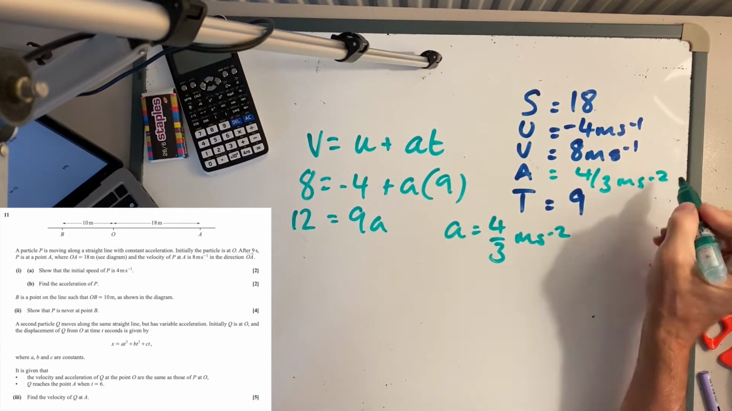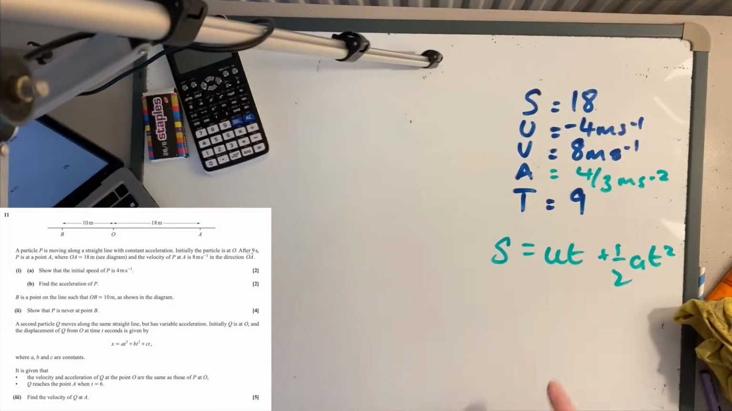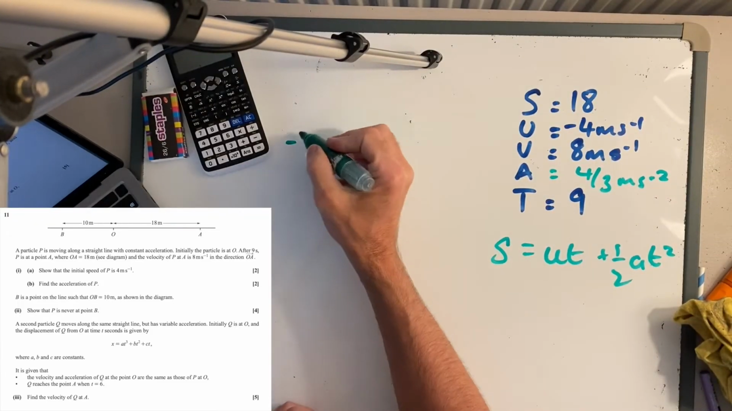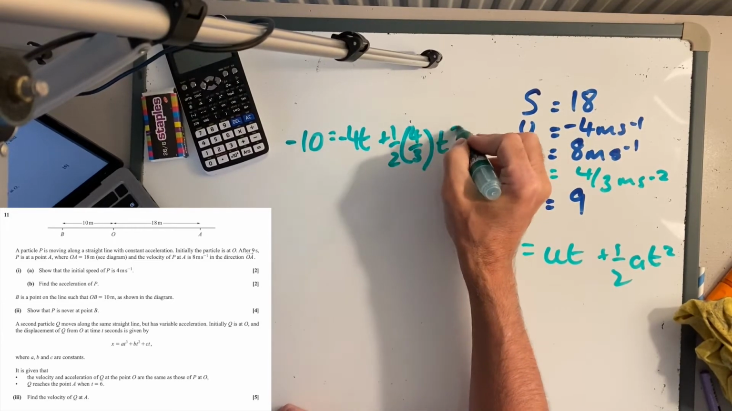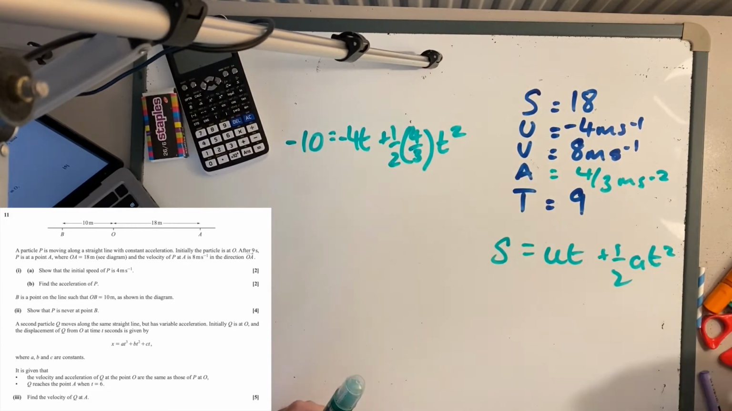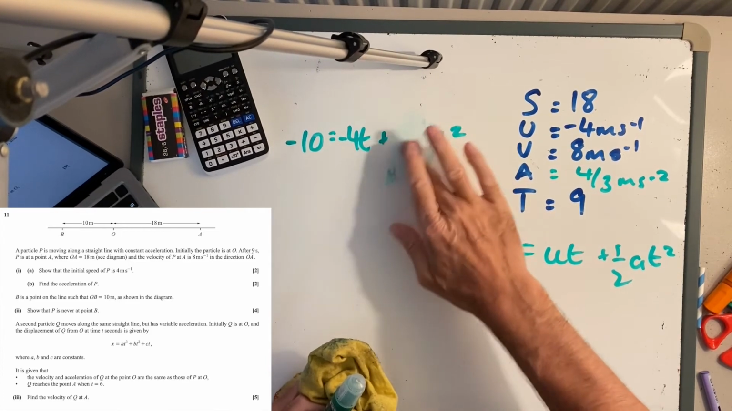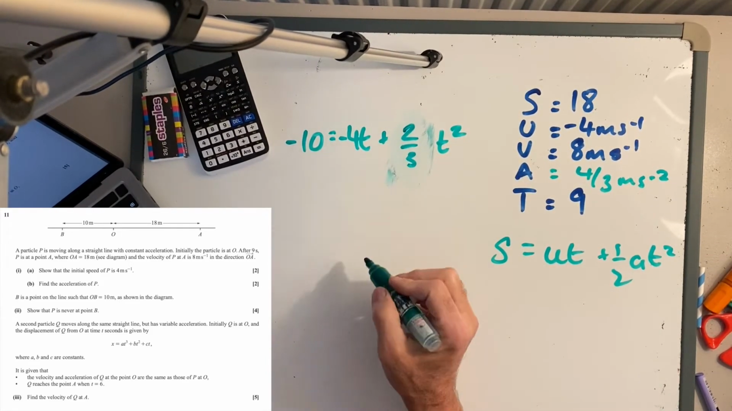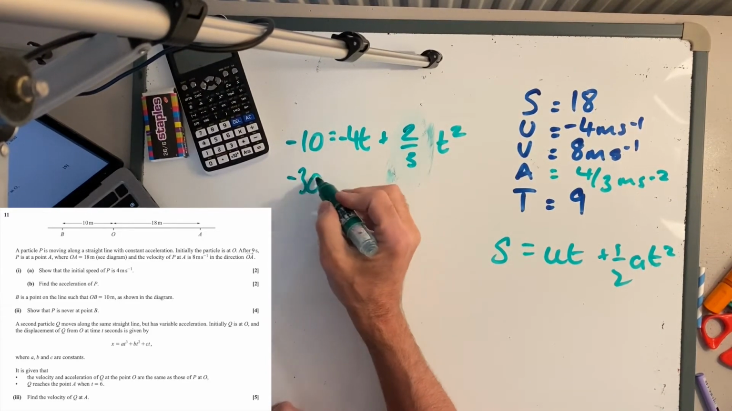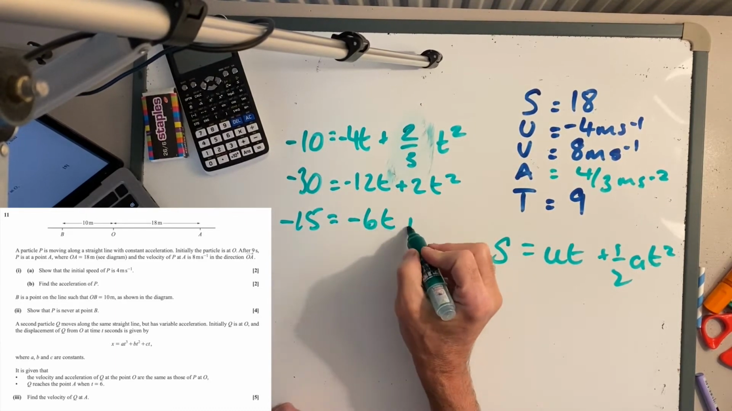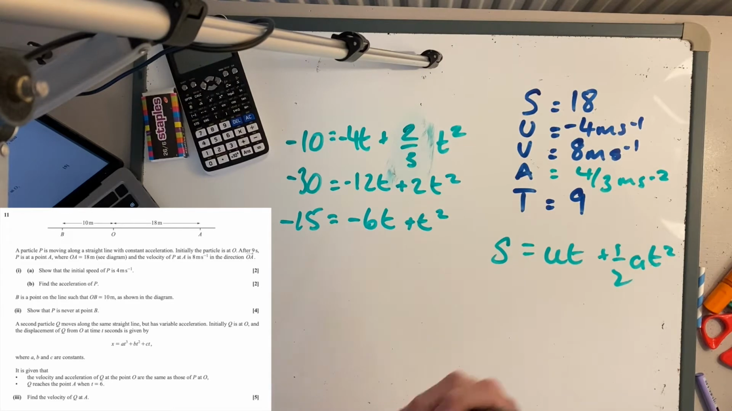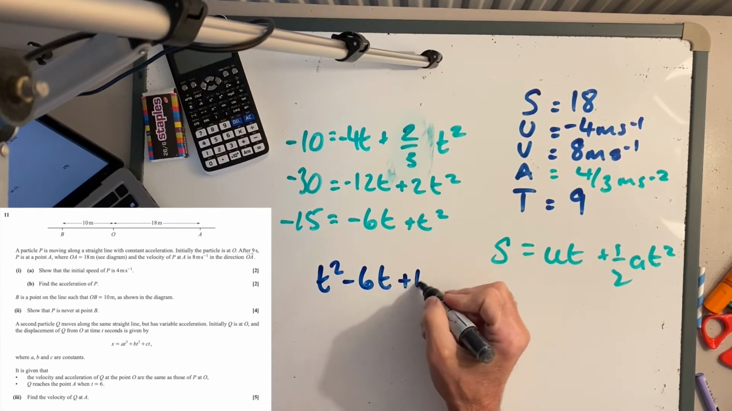So that's now there. Right, so I'm going to use this now to show that it can never be at B. So that's minus 10 equals minus 4t plus a half, 4 over 3 t squared. So 2 over 3 there. So that's 2 over 3 times everything by 3, then divide everything by 2. So you get minus 30 equals minus 12t plus 2t squared. So you get minus 15 equals minus 6t plus t squared. Tidying that up, I end up with t squared minus 6t plus 15 equals 0.